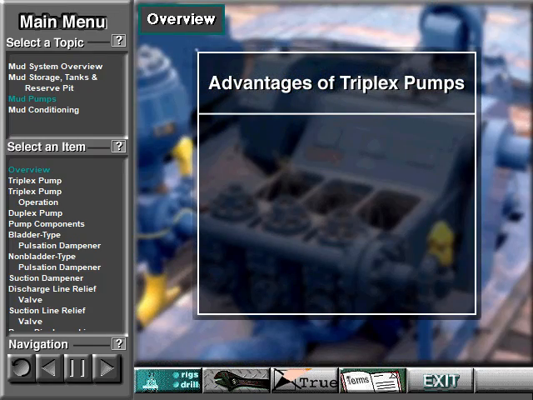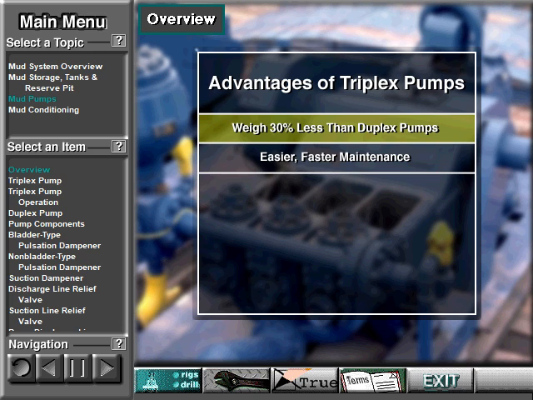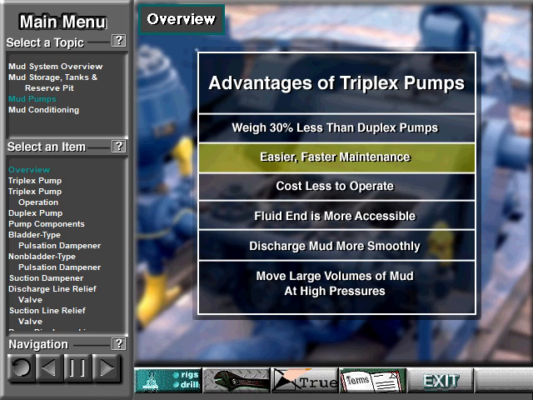Triplexes have many advantages. They weigh 30% less than a duplex of equal horsepower, or kilowatts. The lighter weight parts are easier to handle, and therefore easier to maintain. The other advantages include: they cost less to operate. Their fluid end is more accessible. And they discharge mud more smoothly. That is, a triplex's output doesn't surge as much as a duplex.